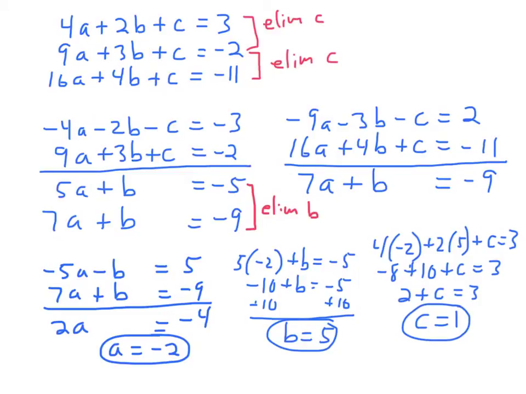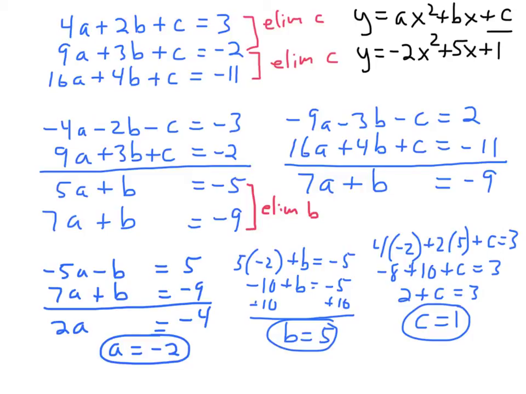Now remember, we were trying to find an equation of the form y equals ax squared plus bx plus c, which would be a parabola, or a quadratic function. And we just found out what the a, b, and the c need to be. So we'll substitute those in. So our answer will be y equals negative 2x squared plus 5x plus 1. This should be the quadratic function that passes through the initial 3 ordered pairs that we were given.